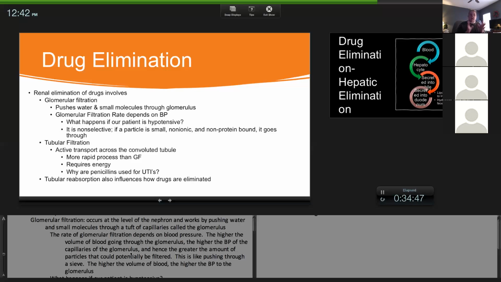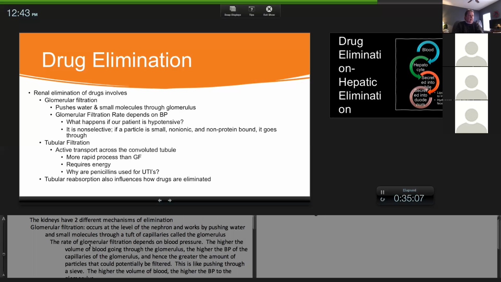So when you have high blood pressure that comes into the glomerulus, sometimes you can get things like protein, which are not supposed to get pushed out in the glomerulus. They can actually push through because they're under higher pressure. Now, the note under here says, what happens if our patient's hypotensive?